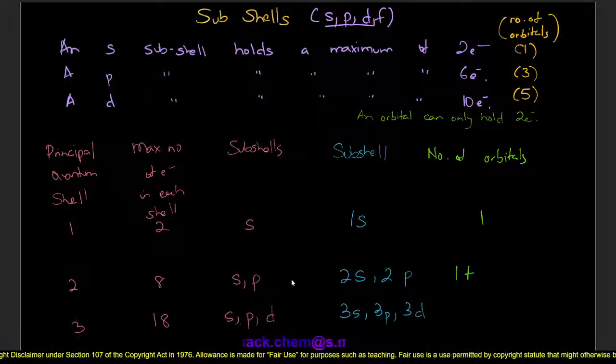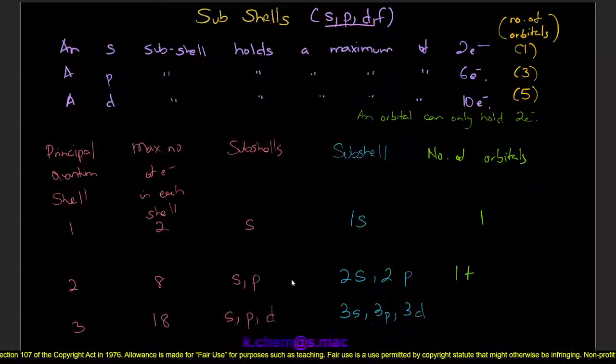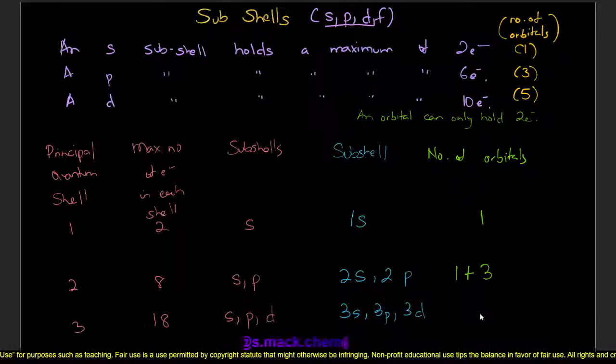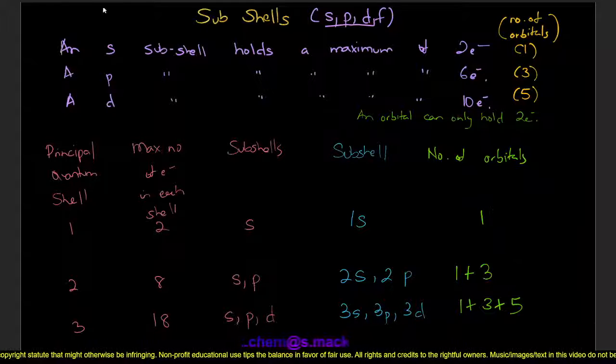Let me just start over. In our second shell, we are saying that we're going to find a 2s subshell, right? So that means we have 1 orbital in this s subshell. In the p subshell, we're going to find 3 orbitals. So this is 3. And in our third shell, we're going to find 1 orbital in the s subshell, 3 in the p subshell, and 5 in the d subshell. Alright, so I'm going to tally up my numbers here.